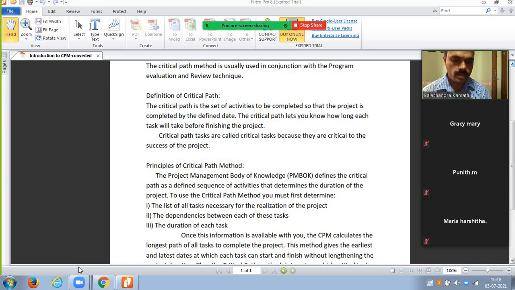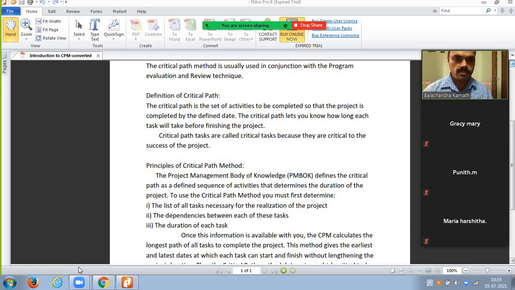management. That means you should complete the project on time, and at the same time ensure that the critical activities are finished. You should ensure the quality also, and all the tasks required to complete the project should be completed, so that the project doesn't get delayed. That is the main objective of the critical path method.